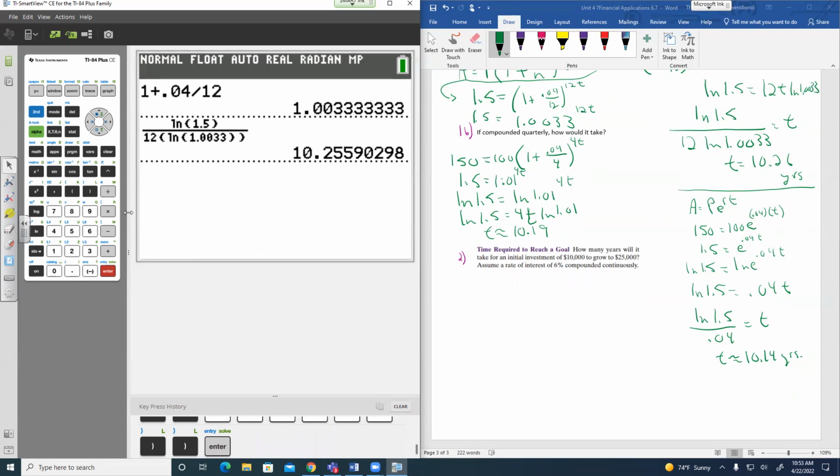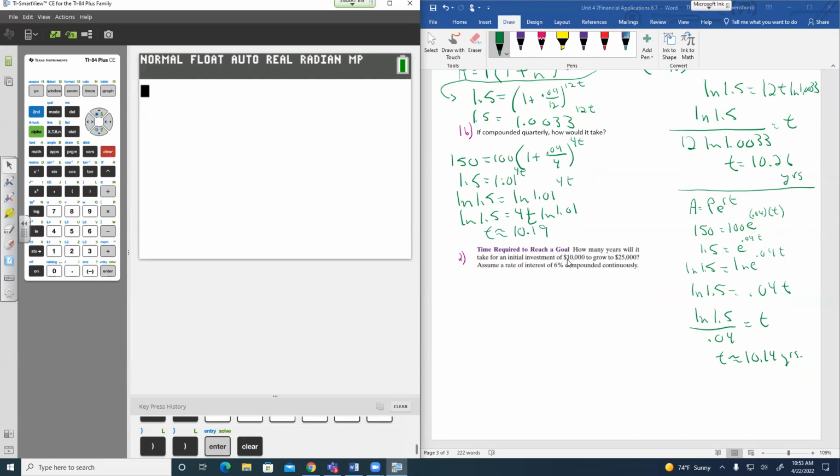Let's look at one more example here. How many years will it take an initial investment of $10,000 to grow to $25,000? Assume the rate of interest is 6% compounded continuously. So again, this looks like we're using the PERT formula. A equals P e to the rt. Again, the 25,000 is the final amount. It reached that point. The initial investment was the 10,000. That's going to be our P. e to the rt, so 0.06. And we don't know how long that is, so it's going to be 0.06t.